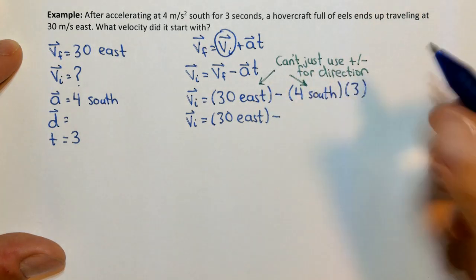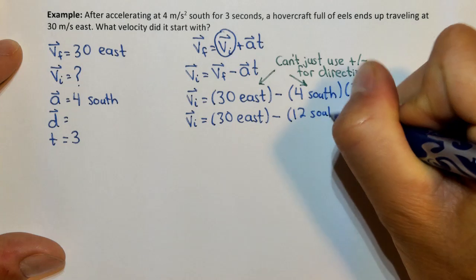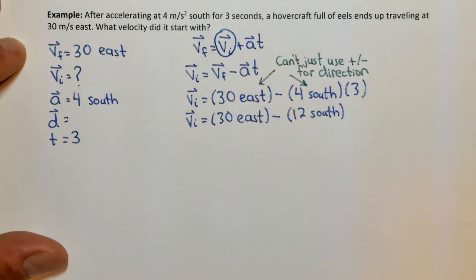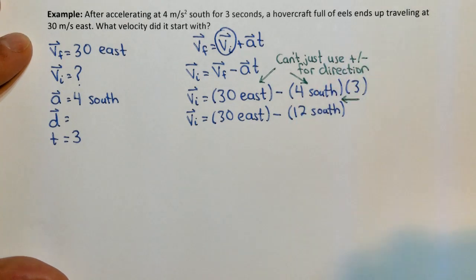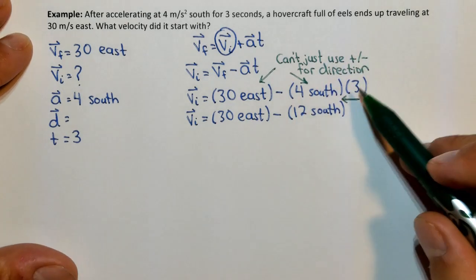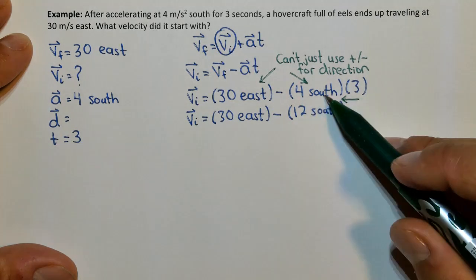So 4 south times 3 is 12 south. And so that's the next note I want to write down here. We've used it right in this step here. To multiply a vector by a scalar, we multiply the magnitude and keep the direction the same.